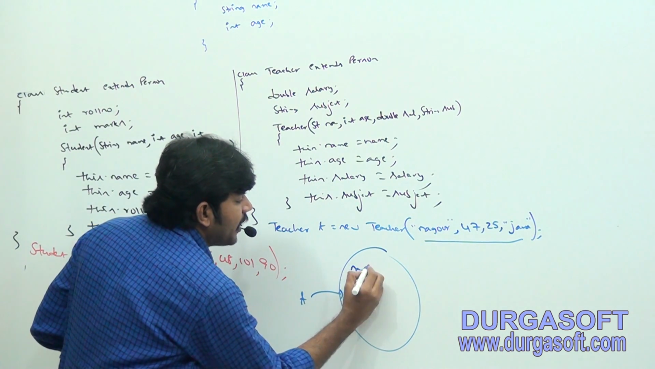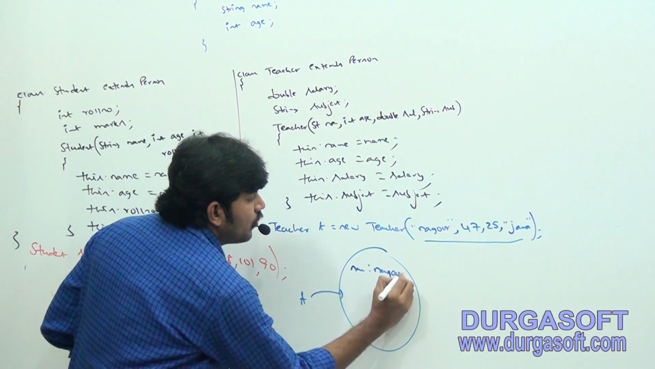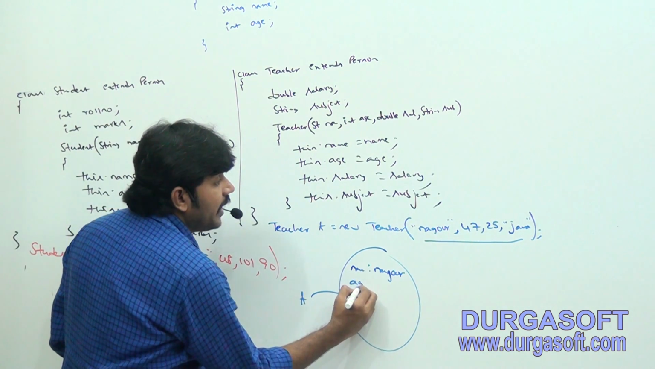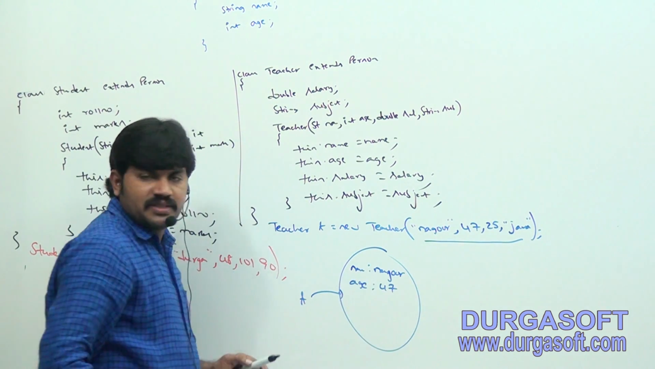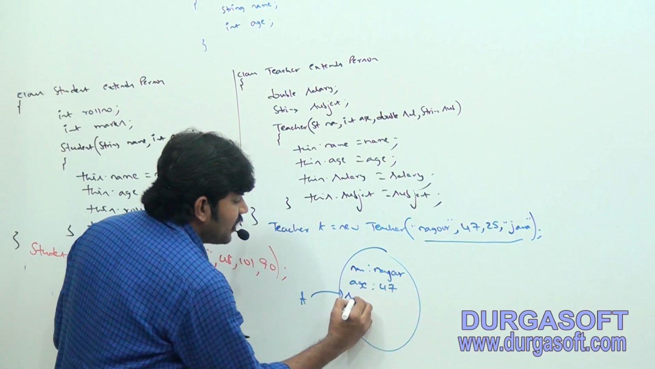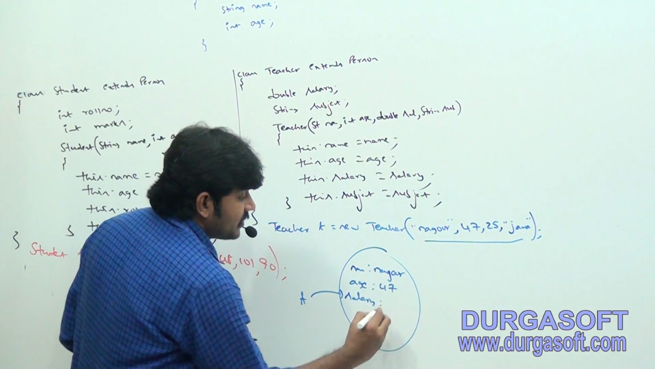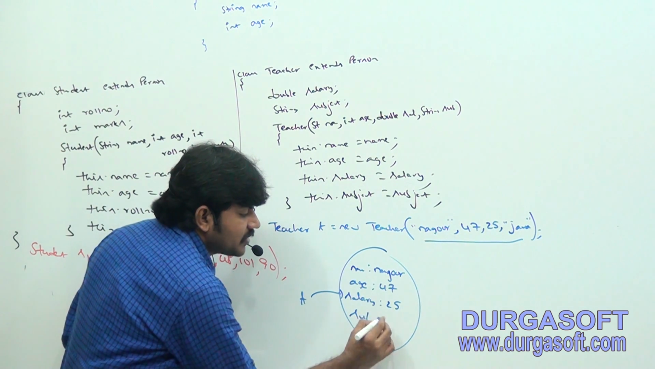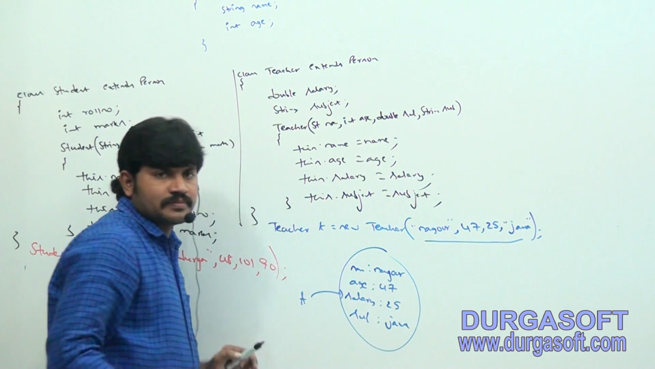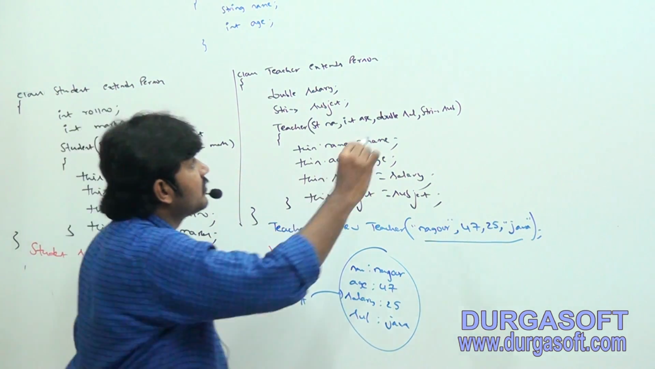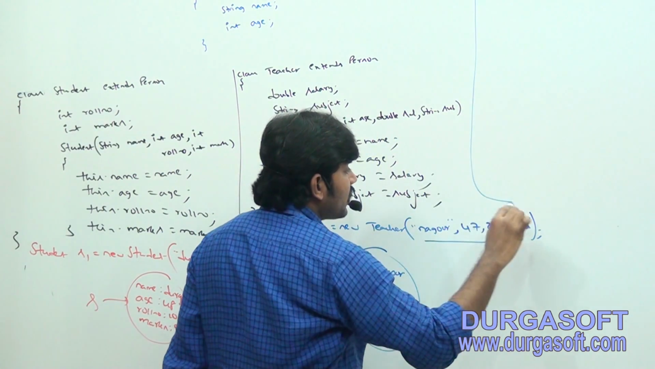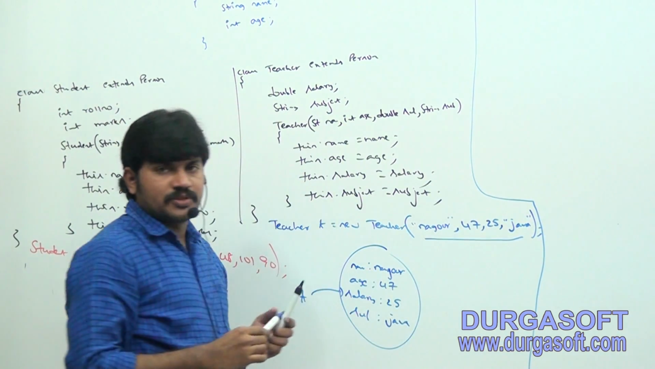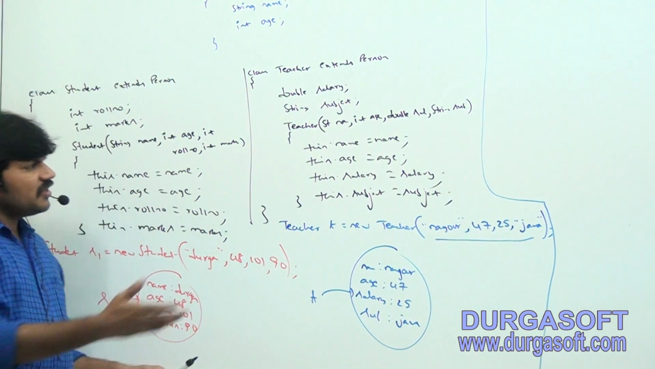Sir, name is Nagur. Next, age is 47. Next one after that, what is the next one? Salary. What is the salary, sir? 25. Next, subject. What is the subject? Java. That's all, sir. Sir, this is without the constructor in the abstract class. Are you getting? Sir, it's very simple.